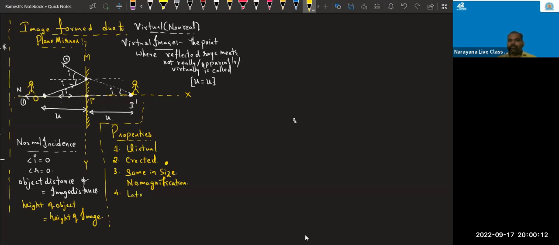Lateral inversion. Lateral inversion means what? I am standing in front of the mirror. Listen carefully. Don't write, just listen to this point. I am standing in front of the plane mirror. From my left hand, light rays will fall on the mirror and reach the right hand side. From my right hand side, light rays will go and meet on the left side. Means my left becomes right in the mirror. That is called lateral inversion.